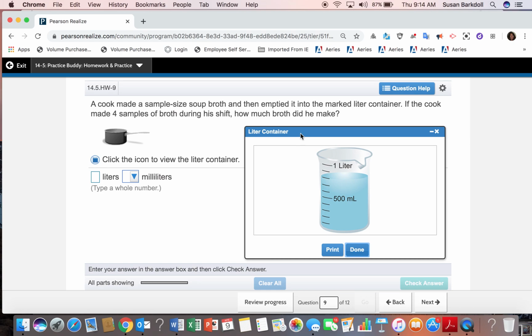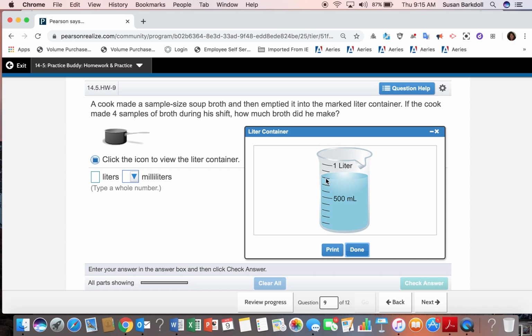I see 1 liter, 2 liters, 3, 4, 5, 6, 7, 8. So this is 800 milliliters. So I'm going to write down the number 800 milliliters. He made 4 samples of that.